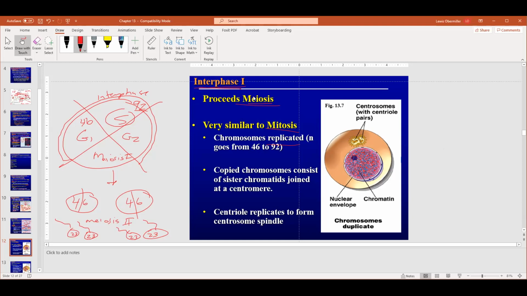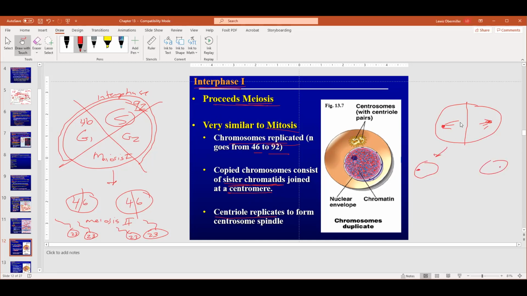So interphase precedes meiosis, just like we showed. The chromosomes are replicated in S phase from 46 to 92. When they get copied, they're joined together as sister chromatids, remember, at the centromere. And then you have the 2 centrioles that we talked about, right? They make the microtubules and they attach. When the cell divides, it only ends up with 1 centriole.